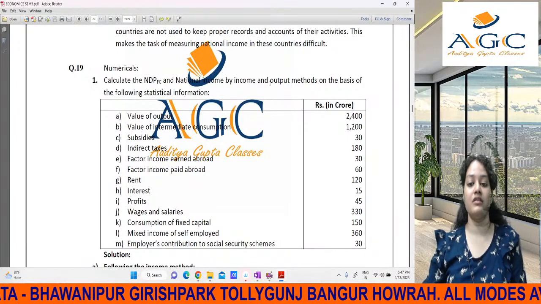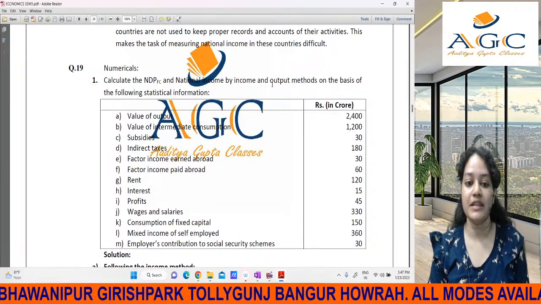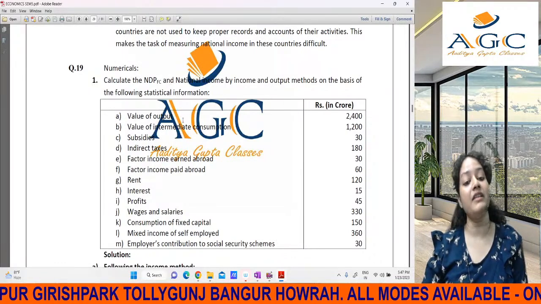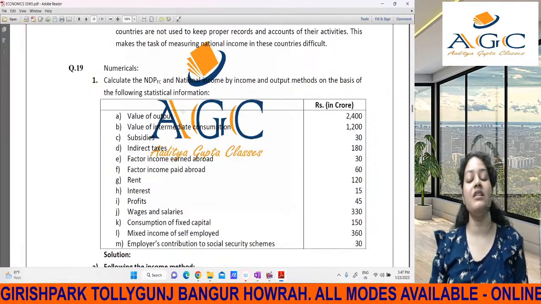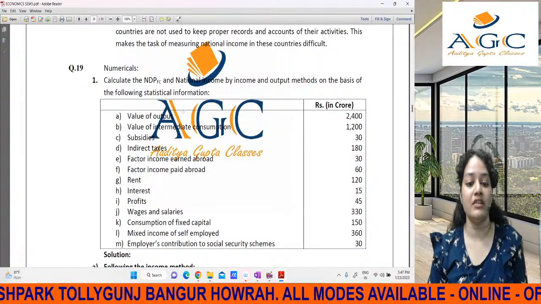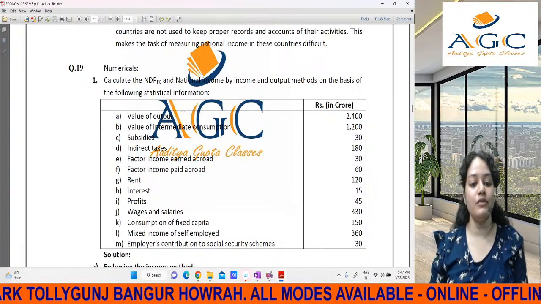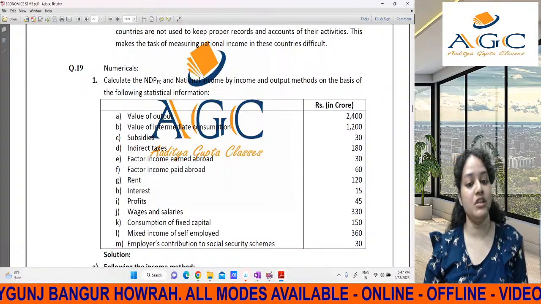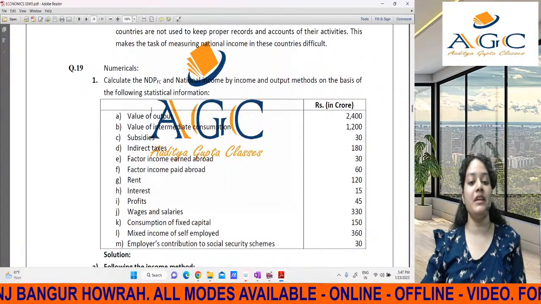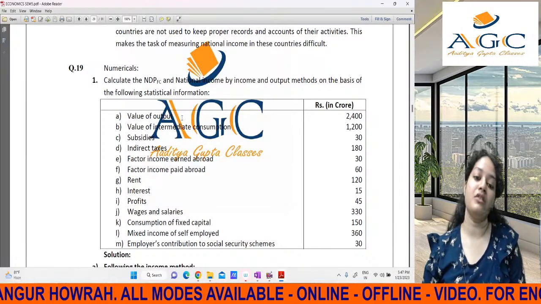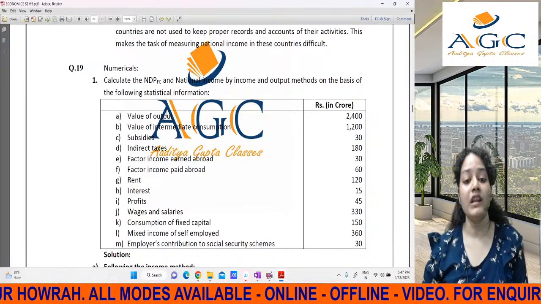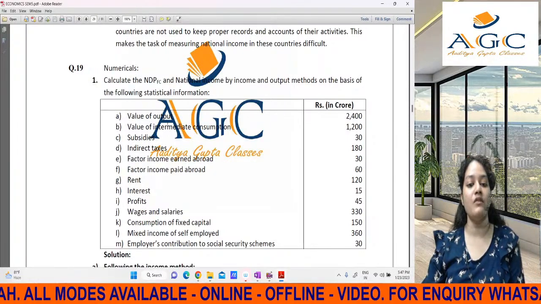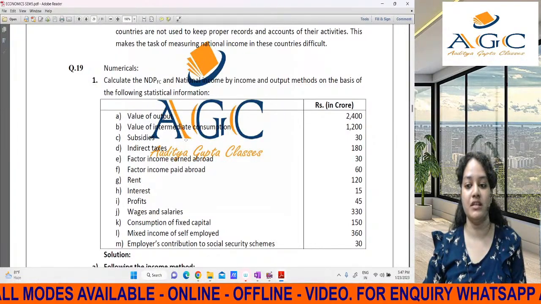So for output method, what is our first step? Value of output. And the thing that I said, if all the sectors are not given individually, then what do you have to do? You have to skip to your second step, that is finding out your GDPMP. Here we can see that all the sectors are not given separately. So GDPMP is equal to value of output minus value of intermediate consumption.